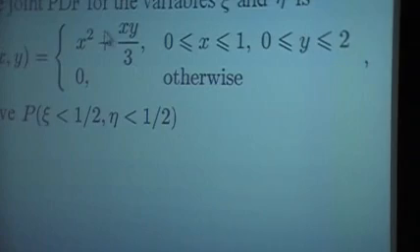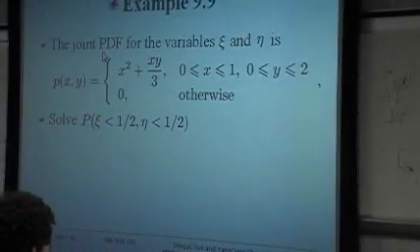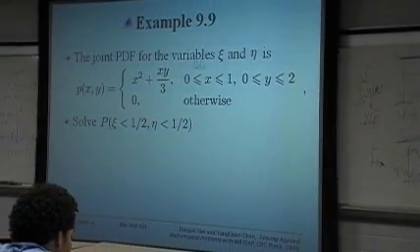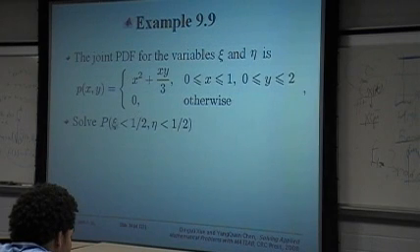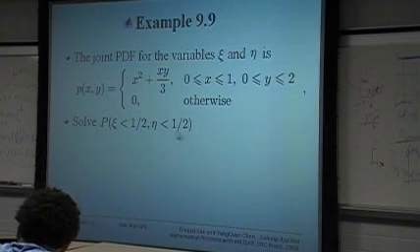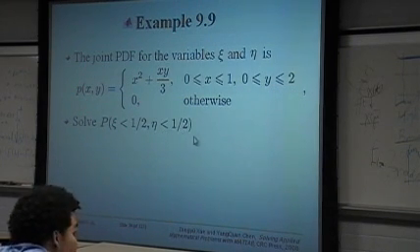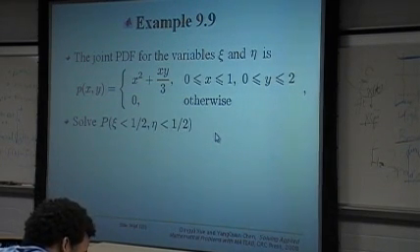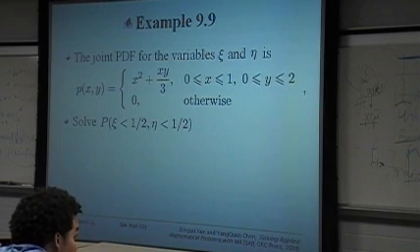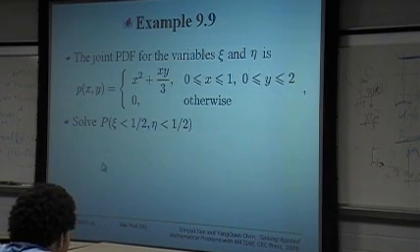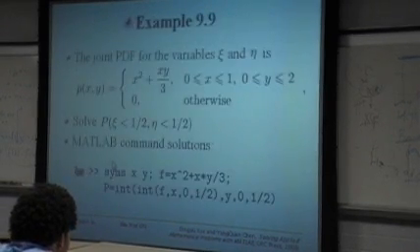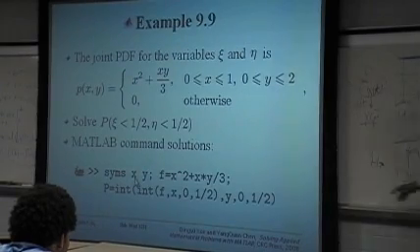And if the joint PDF is defined like this, how can we find the probability where theta is smaller than 1/2 and eta is also smaller than 1/2? It is also an integration problem. So this one can be obtained by using commands like this, where we have to find the integration.